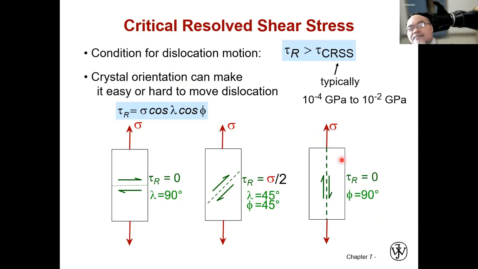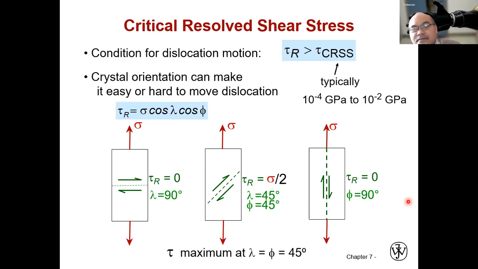So when the slip plane is parallel to the direction of the axial stress, we will also have tau r, the resolved shear stress, equal to 0. So if you want a deformation, basically the slip plane, you have to pull the material not in the direction perpendicular to the slip plane, nor in the direction parallel to that slip plane. You have to make a certain angle to the slip atomic plane within that crystal structure.